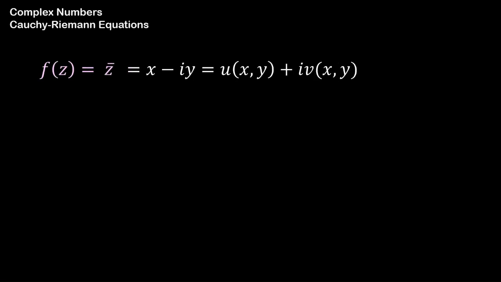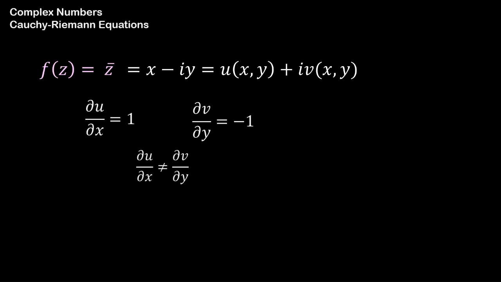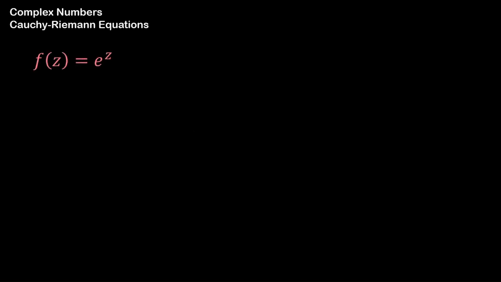Next example, f of z equals z bar. We know that z bar is equal to x minus iy. So performing the first equality of the Cauchy-Riemann equations, taking the derivative of u with respect to x, that is equal to 1, and then taking the derivative of v with respect to y is equal to negative 1. In this case, we did not meet at least the first Cauchy-Riemann equation, and the function z bar is not complex differentiable.